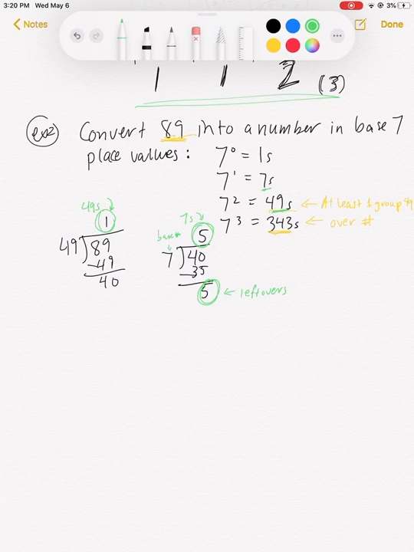Okay, and so when we do that, our number is going to be 1 group of 49. The next place is 7s, so we have 5 groups of that, and 5 leftovers. So 89 converted into a number base 7 is 155 base 7. Okay.